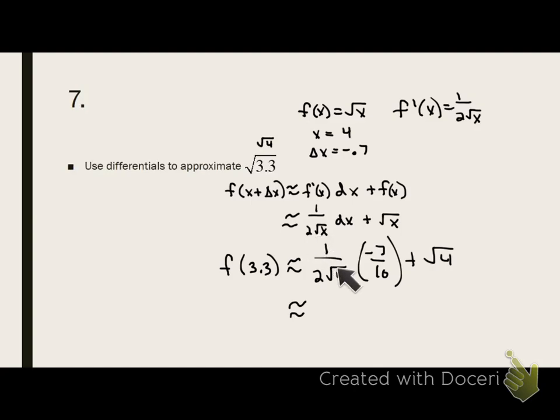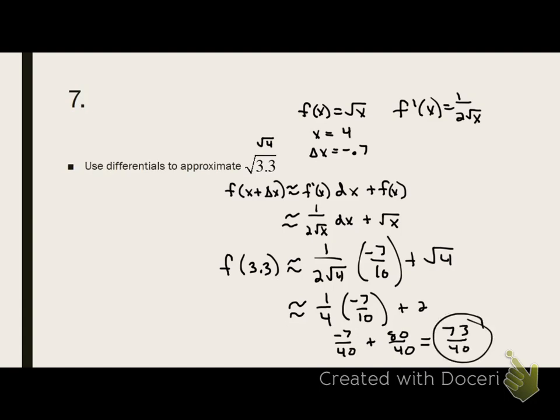Okay? Square root of 4 is 2. 2 times 2 is 4. So 1/4 times negative 7/10 plus 2. So negative 7/40 plus 2, which is what? 80/40, equals 73/40, and that's our answer.